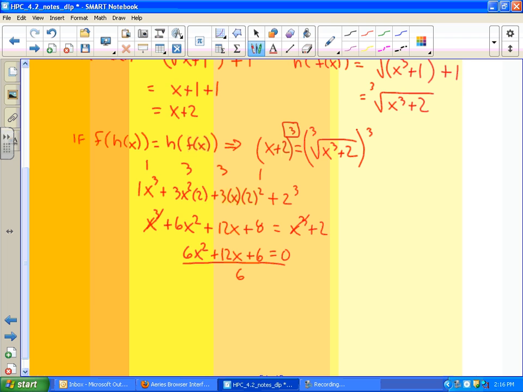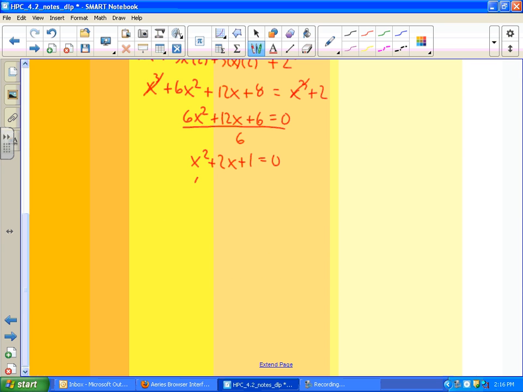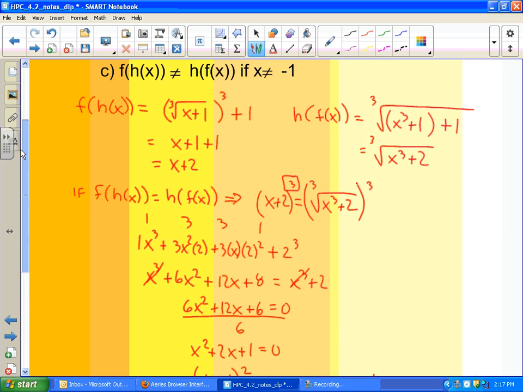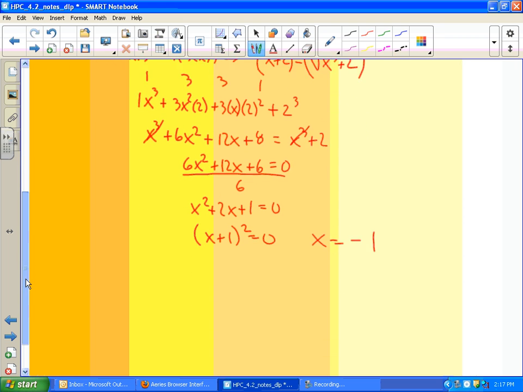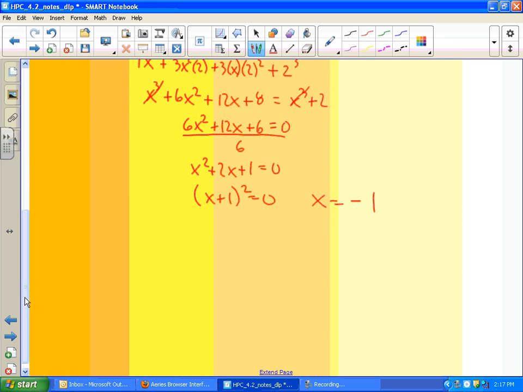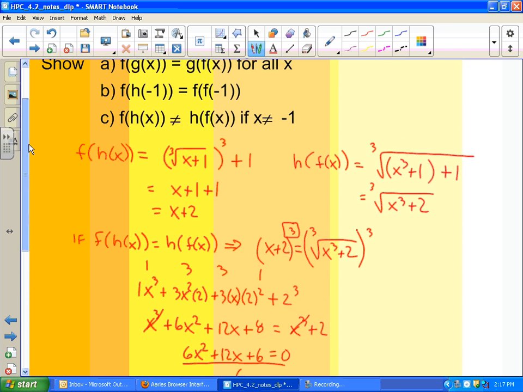Get a 6 out of there. x squared plus 2x plus 1 equals 0. Factor it. x plus 1 squared equals 0. So that means x would equal negative 1. So that's what it would have to be for them to be equal. Therefore, if they're not equal to each other, that's only going to happen if x does not equal negative 1. That's true. We just verified the answer. Your final answer would be to show that they do not equal each other if x does not equal negative 1.